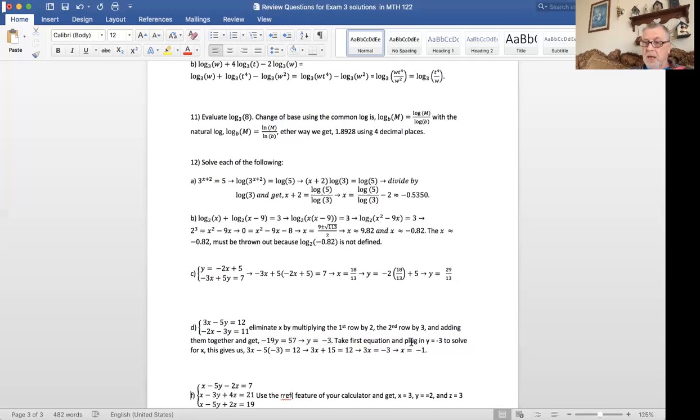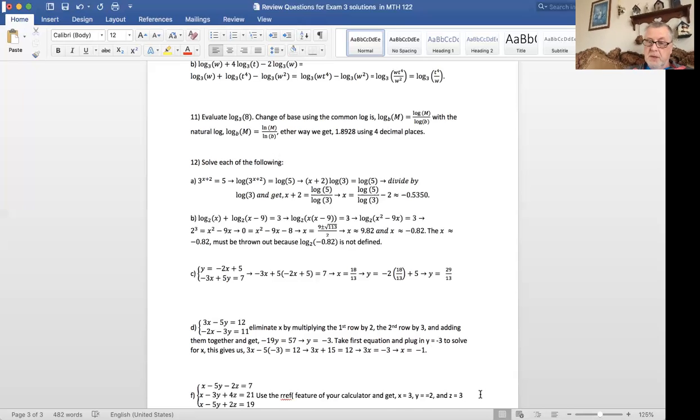Now I'm going to take the y equal minus 3 and put it into the first equation to solve for x. This gives us 3x minus 5 times minus 3 equals 12. 3x plus 15 then, because of the minus 5 times minus 3, gives us 15 equals 12. Subtracting 15 from both sides gives us 3x equals minus 3, and x equals minus 1.